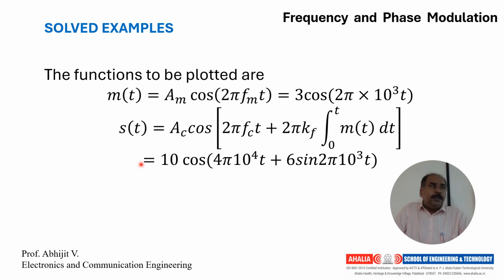On substitution of necessary values, that is Fc, Kf and m of t, you get the output signal of the frequency modulated wave to be 10 cos 4 pi 10 raised to 4 t plus 6 sine 2 pi 10 raised to 3 t. Are you all able to understand how we got these equations? So we have got both the equations and we are going to plot this graph.